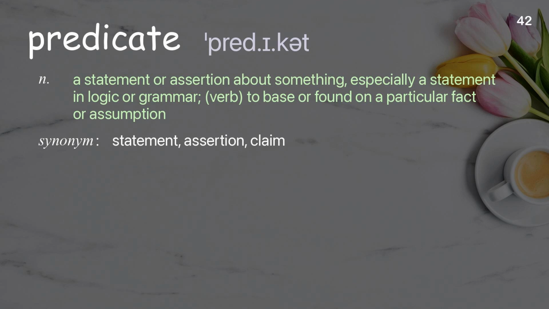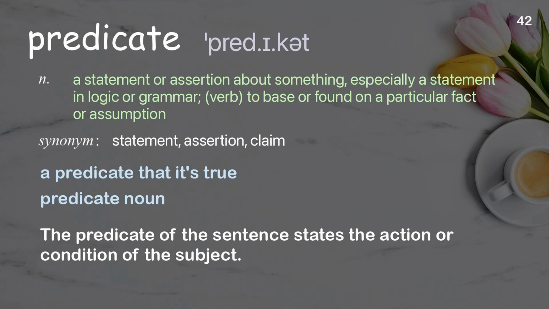Predicate. A statement or assertion about something, especially a statement in logic or grammar. Verb, to base or found on a particular fact or assumption. Examples: A predicate that it's true. Predicate noun. The predicate of the sentence states the action or condition of the subject.